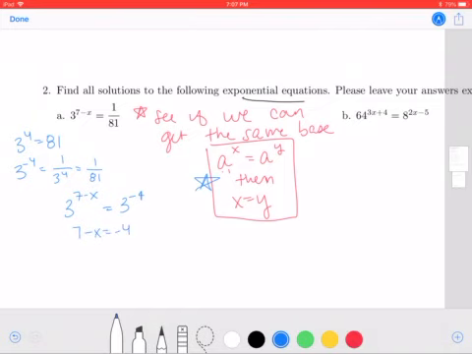Now I just want to solve for x. So I'm going to subtract 7 from both sides. I get negative x is equal to negative 11. And since it's negative, I want it to be positive x. So I'm going to divide both sides by a negative 1. And I get x is equal to a positive 11. Great.